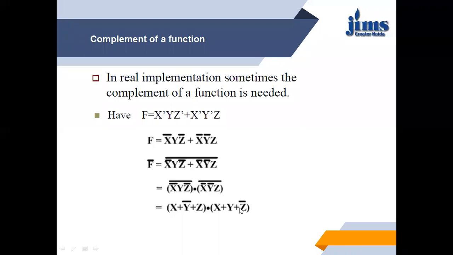In both cases, you can implement the Boolean function with the help of AND gate, OR gate, and NOT gate. When we design combinational circuits in the upcoming units, we will need to implement or take the complement of a function. Then you will better understand the need of taking a complement.